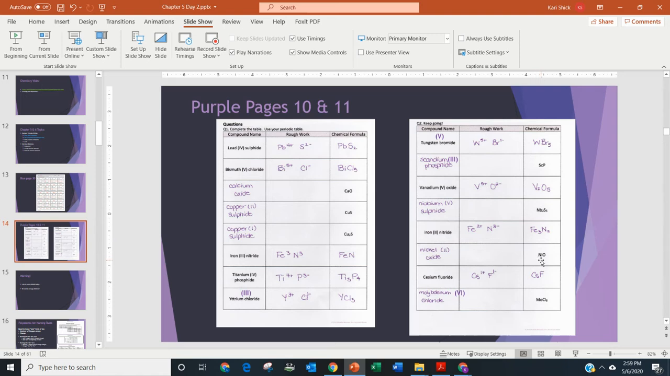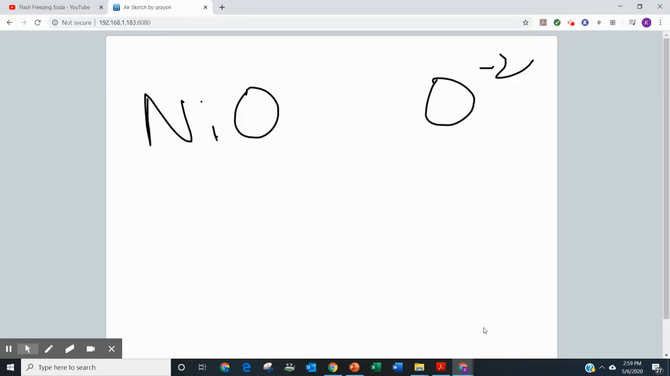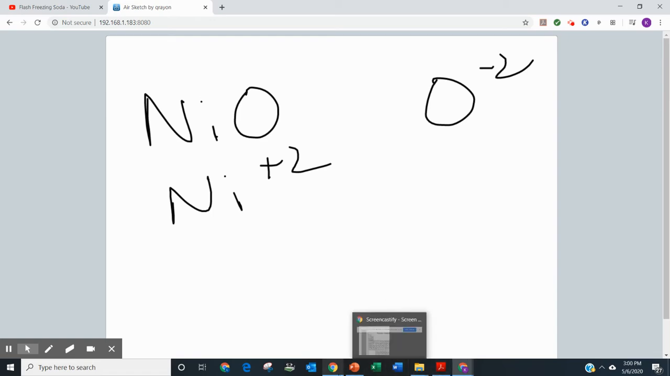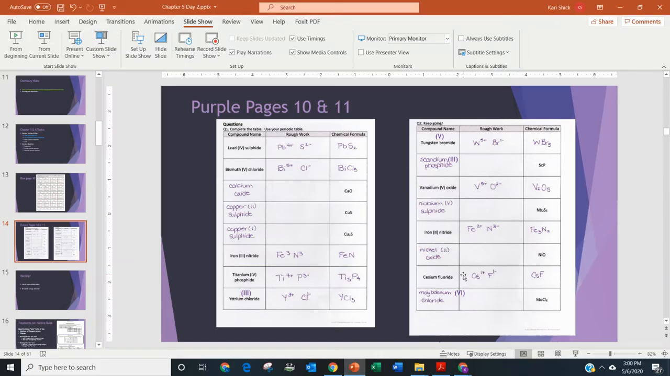Nickel oxide. So this is another one that we have to take a look at what the charges are. So Ni, we don't know what the charge is for nickel because it has potentially a couple different charges, but we do know that oxygen has a -2 charge. And since when we look at the subscripts, they're going to be the same, we know that nickel has to have a +2 charge. So when we write out the name, we're going to write it out as nickel, parentheses, Roman numeral 2 oxide.